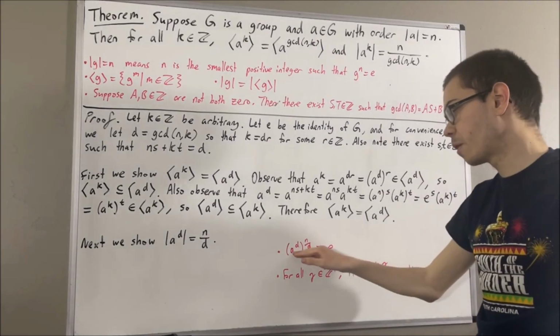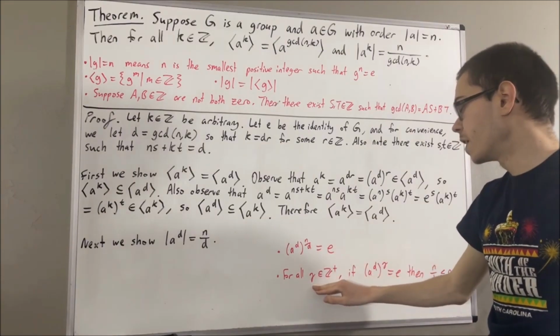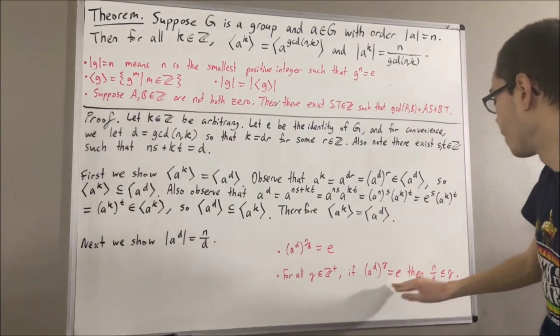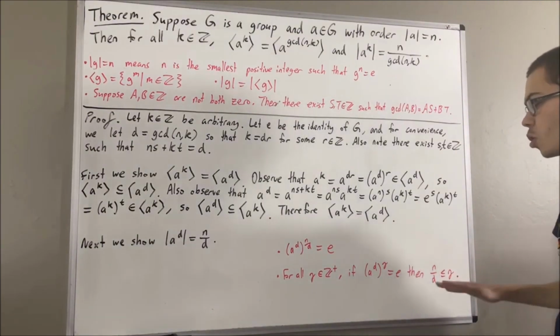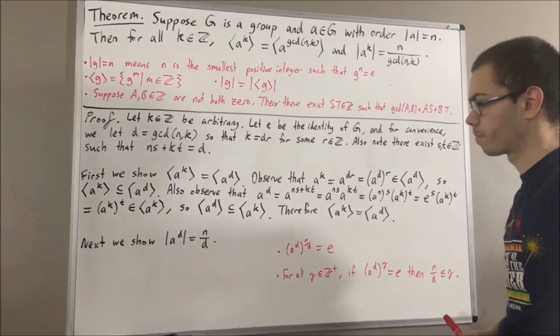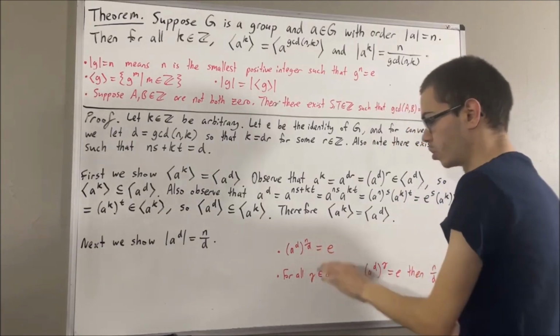In other words, we want to show a to the power of d to the power of n over d is equal to the identity element, and then we want to prove if gamma is any positive integer that satisfies that same condition, then n over d is less than or equal to gamma. So n over d will be the smallest positive integer that satisfies this condition. So let's first show that a to the power of d to the power of n over d is equal to the identity.